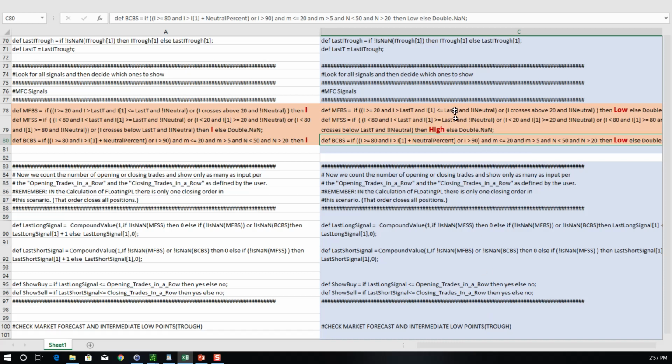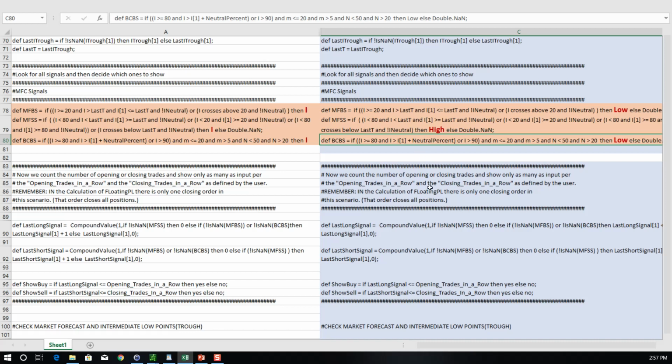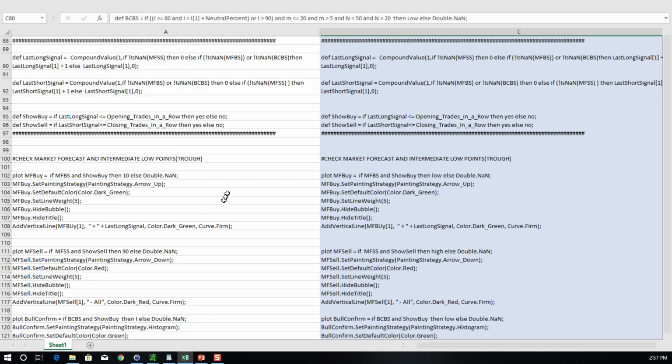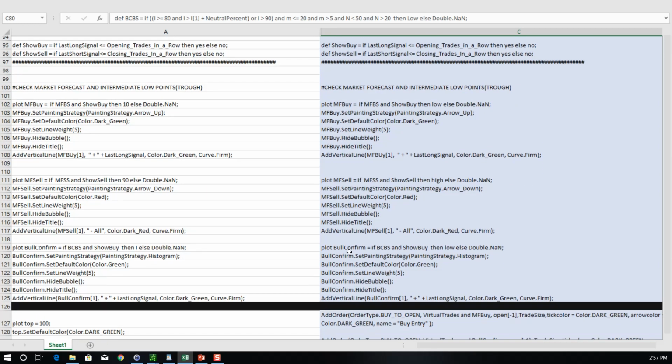This will be on the price graph. Over here, what you see on the right in the gray, this will be the strategy that we're looking at, and it will be displayed on the upper part of the chart. Okay, so we do all the same counting that we did before. All these stay the same. I'm looking down here to see if anything else changes. I don't think anything else of significance changes. We still plot the buy signal, the sell signal, and the bullish confirm signals.